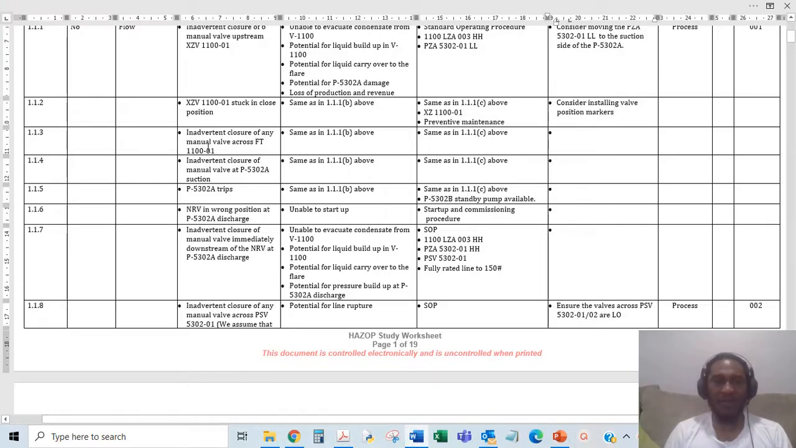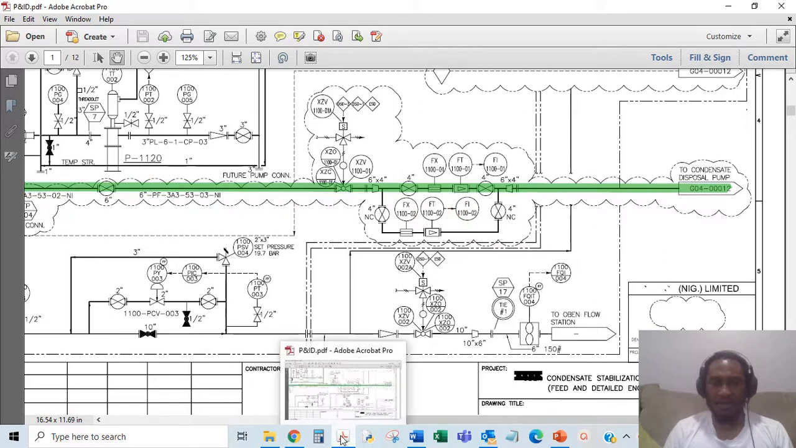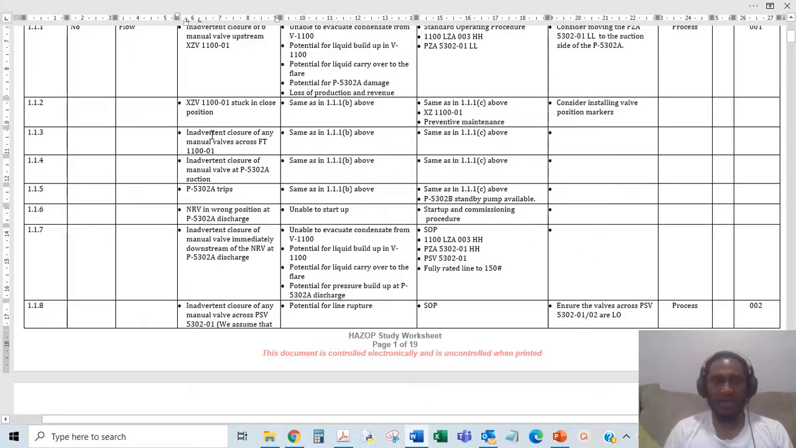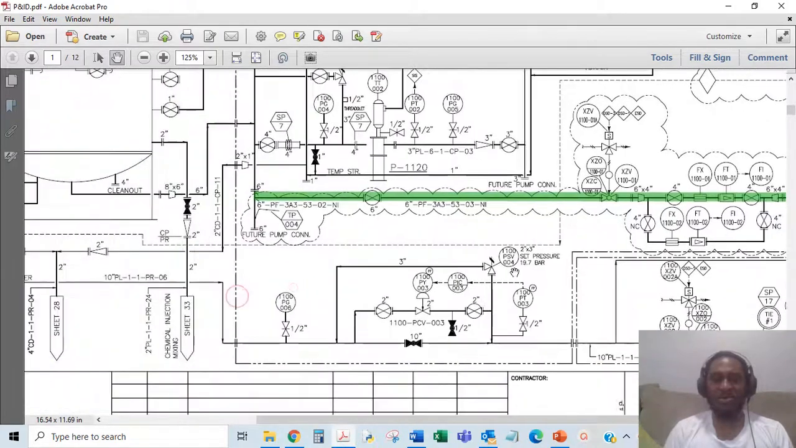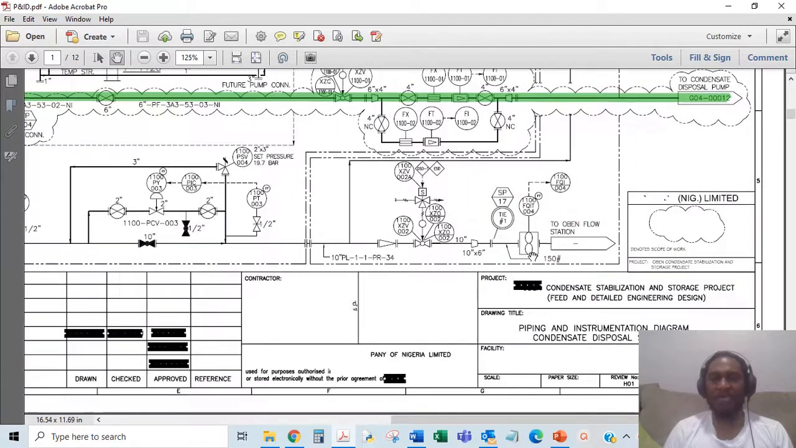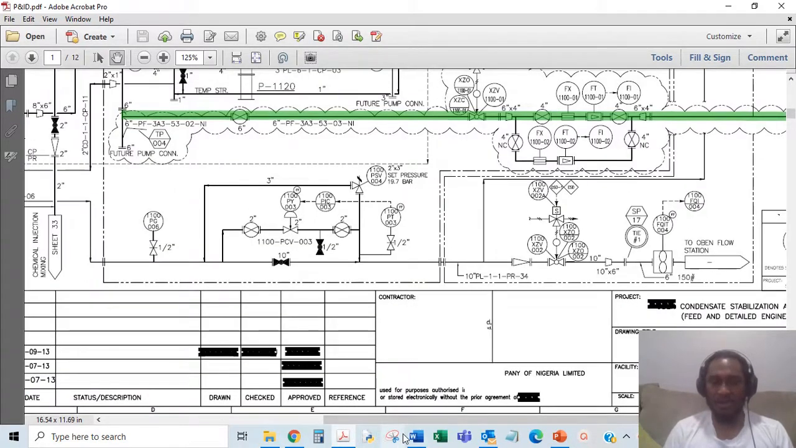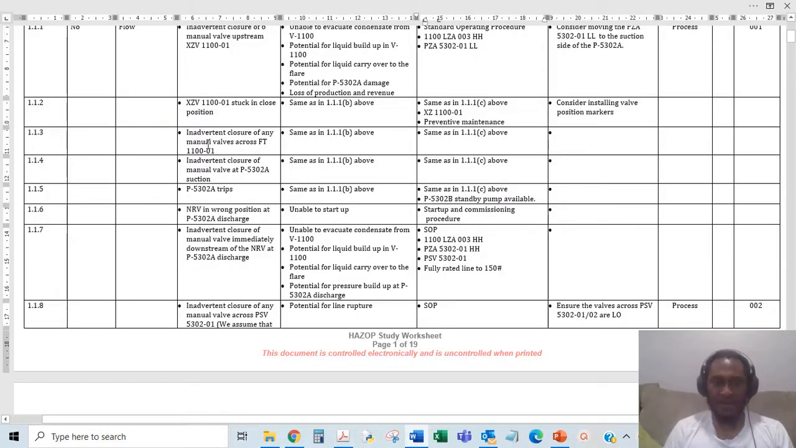So inadvertent closure of any of the manual valves across FT110101, which is this, across this flow transmitter. That's the meaning of FT. It's a flow transmitter. So inadvertent closure of any of those manual valves, you still have same as above. Any of those valves getting inadvertently closed, you have the same problem of the liquid building up in the vessel, potential for liquid carryover, and you have this reading that there's no flow here because these valves upstream have been closed. You have those. So after looking at those manual valves, inadvertent closure of manual valve at pump 5302 suction.